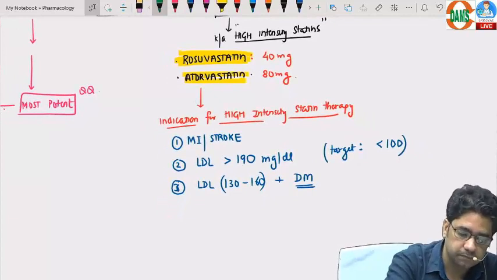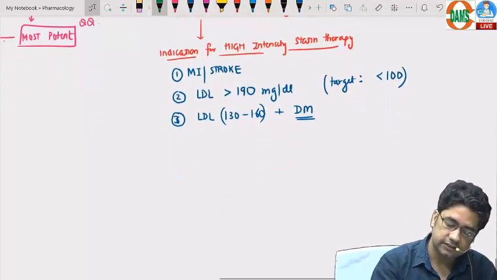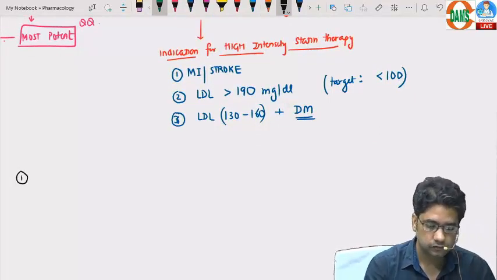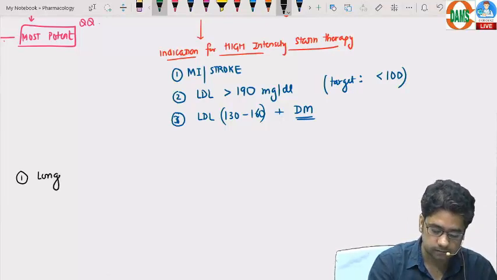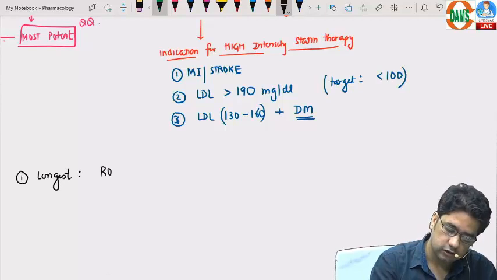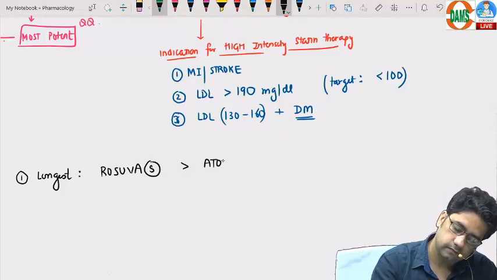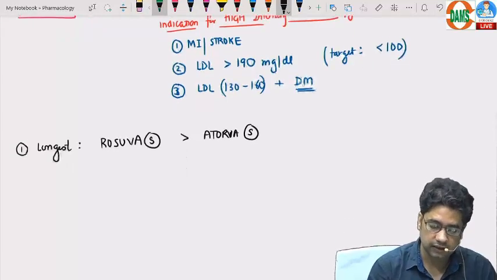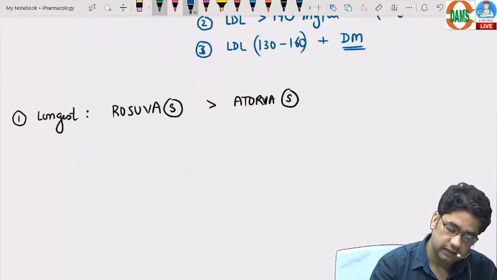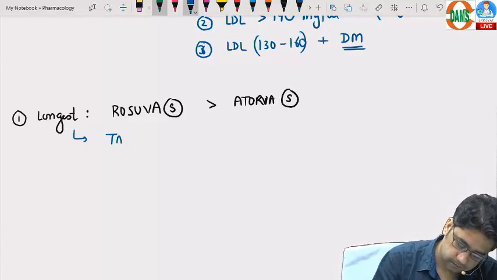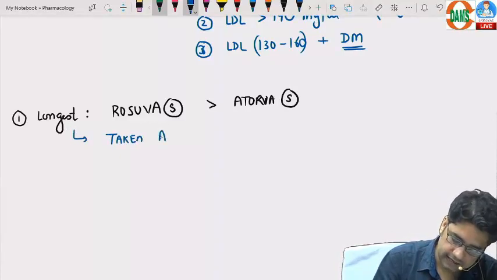Let's write certain properties of statins. First point, longest acting statin. Again we will write Rosuva. Second is Atorva. Because of their longest duration of action, they are the most efficacious. What is the importance of this point? These two statins we will write can be taken any time during day.